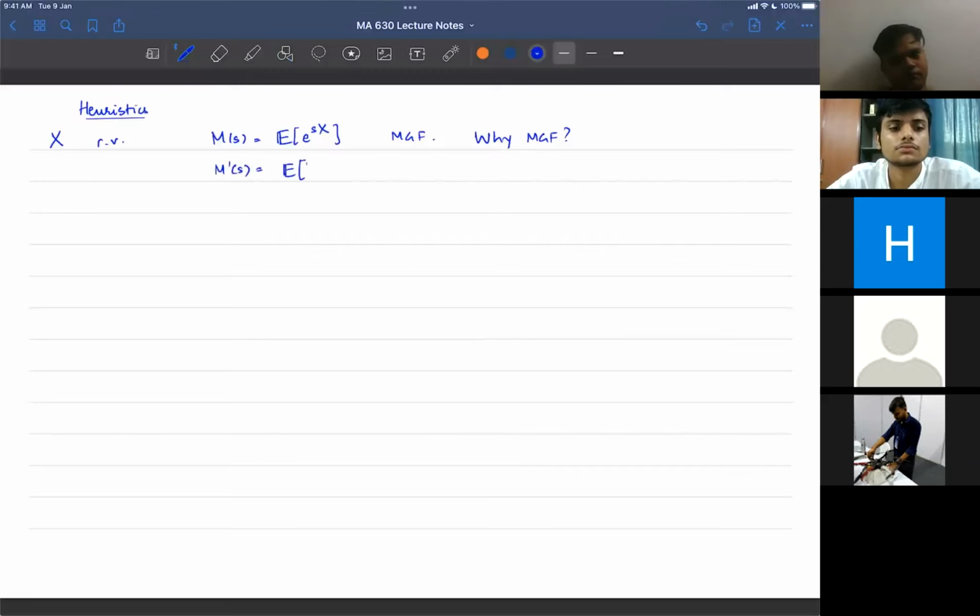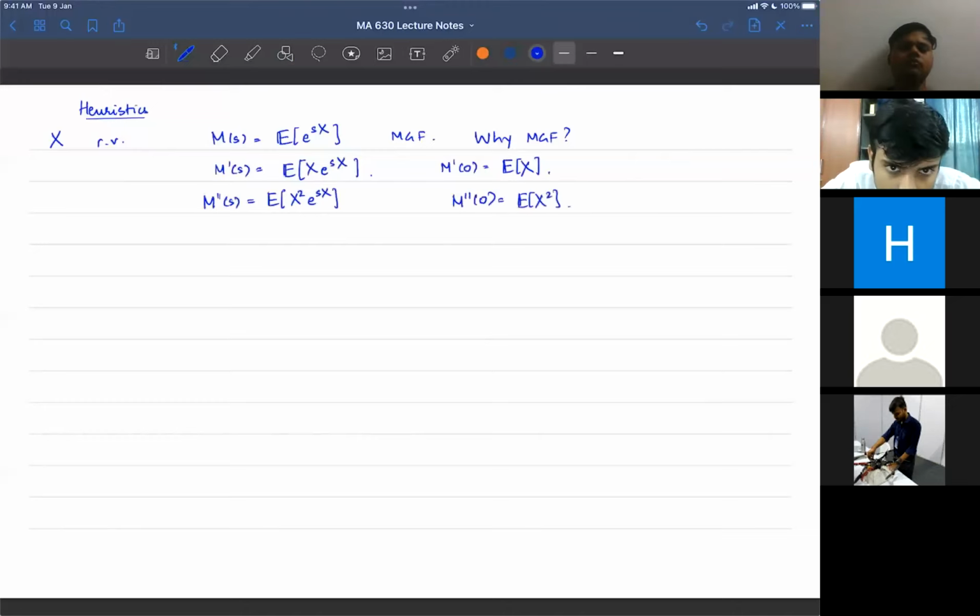Expectation of x. M double prime s is going to be expectation of x squared e to the sx. M double prime 0 is E of x squared. So you see the pattern, right? If I take the nth derivative of M evaluated at s, I'll get expectation x to the n e to the sx. So the nth derivative of M at 0 is just expectation of x to the n.